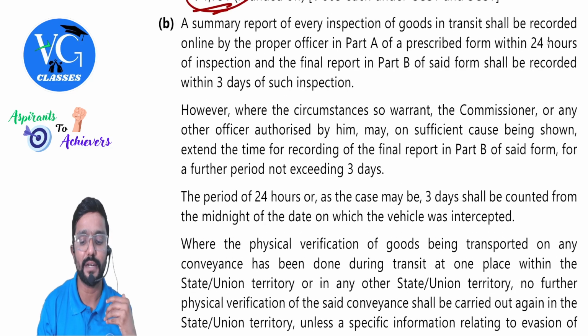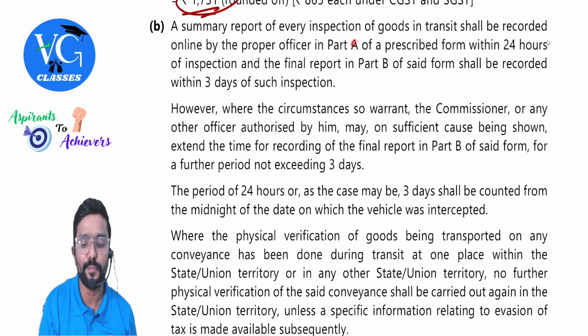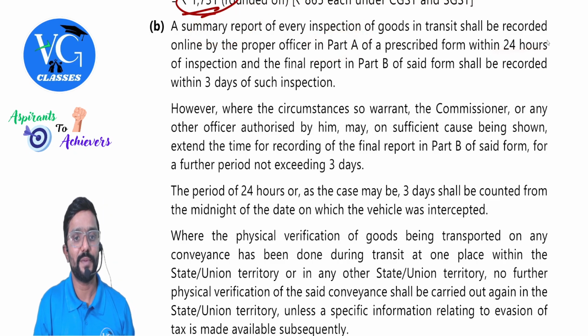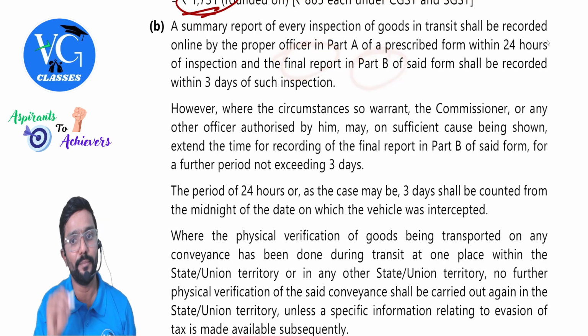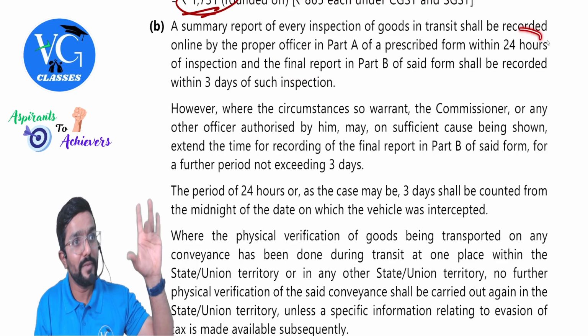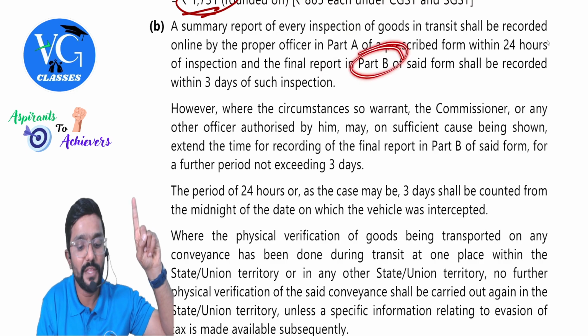He has to update the details of it. A summary report of every inspection of goods in transit shall be recorded online by the proper officer in Part A within 24 hours of inspection. And the final report has to be uploaded in Part B within how many days? Within 3 days of inspection. Summary report within 24 hours in Part A, final report in Part B within 3 days.